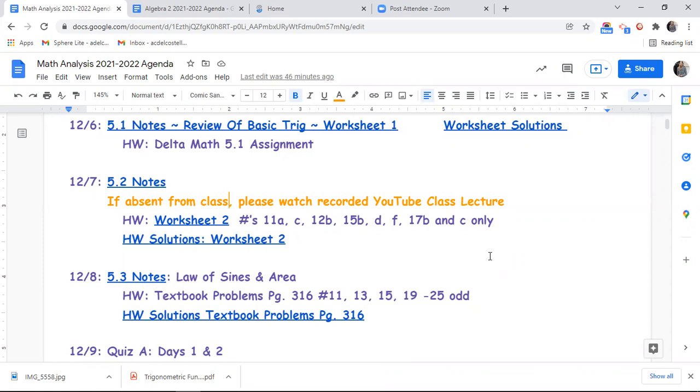Tomorrow we move into law of sines and area. And then your first quiz for this chapter does fall on Thursday. And it's going to cover days 1 and 2. So what we did today and what we did yesterday as well. So definitely start working on memorizing those angles or being able to sketch all of that out. And then all the formulas that we've completed as well.